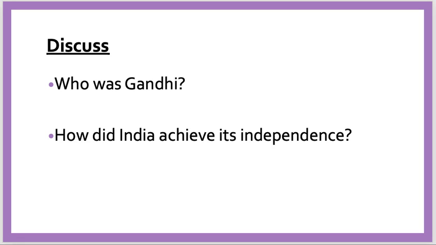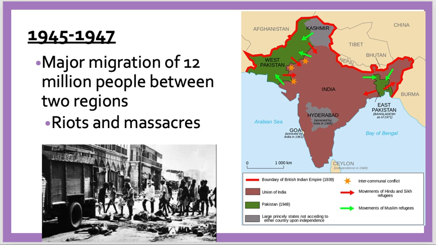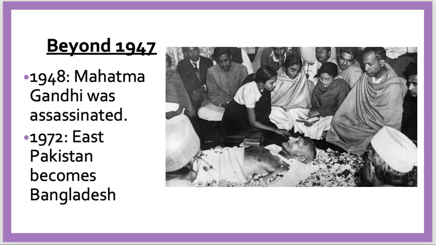So, who was Gandhi and how did India achieve its independence? Pause and see if you can answer these. Riots and massacres. Look at the map. You can really see the movement of peoples there. I like how it's Pakistan, India, Pakistan, India. It's very strangely designed.